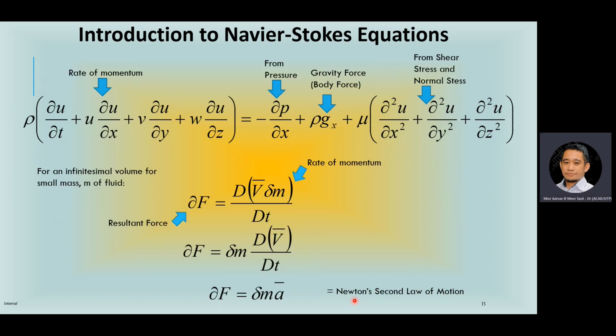Now we shall take a look at the Navier-Stokes equation, which we went through last week. This is the end product of the Navier-Stokes equation, only for the x direction. You have the partial over t term, the velocity terms, the change of velocity, the pressure gradient, the gravity force, and here are the terms resulting from the shear stress and normal stress.